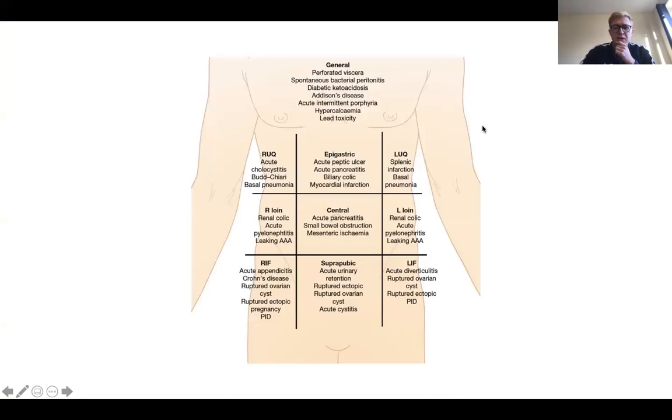Okay. So we'll start off with discussing the quadrants of the abdomen. So you see the 9 quadrants and also the general above, which are parts of things that can cause general abdominal pain. Within the compartments themselves, you have different things that can affect different parts. So today we're going to talk about the epigastric region. So you can see we have acute peptic ulcers, pancreatitis, biliary colic, MI. There's also, maybe have AAA in epigastric, and there's probably more as well that you have in epigastric.